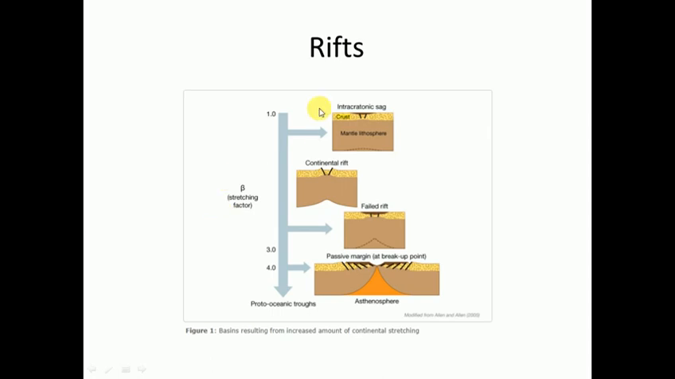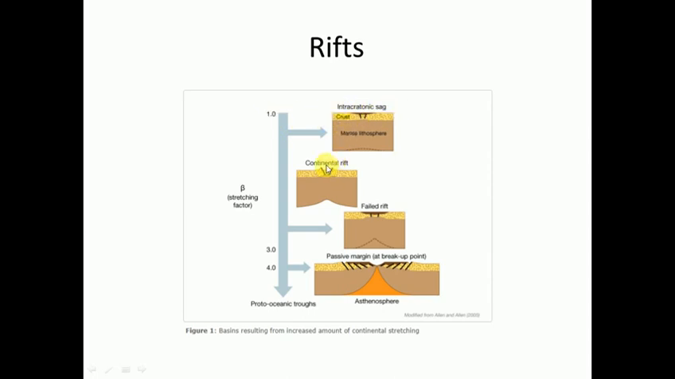Okay, so let's just look here, because I just told you that passive margins are linked to rifting, and I wanted to just show you how they are linked. So this is kind of like the steps going from the top to the bottom of getting from a continental rift up here down to a passive margin. So it's not that important, but on this left hand side here you've got your stretching factor, that's this 1, 3 and 4.